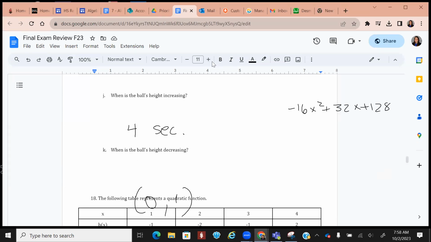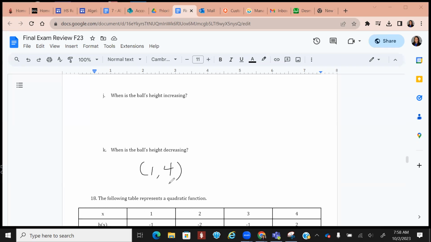So now it's asking, when is the ball's height decreasing? Well, that's from 1 to 4. So it's literally like the rest of the time that it's in the air, right?